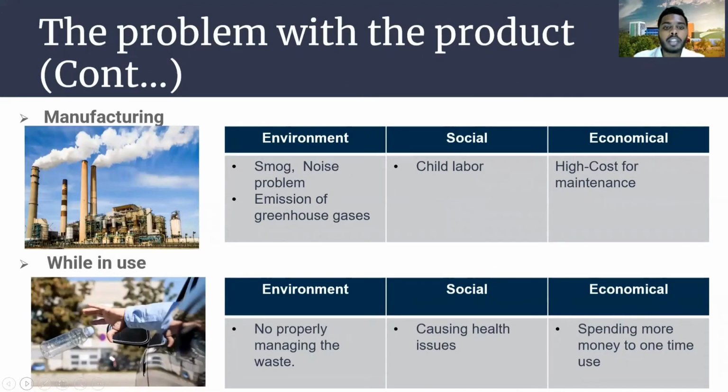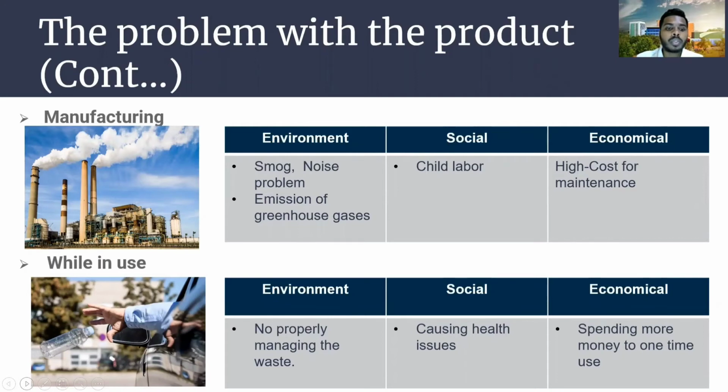Third stage is manufacturing. In here, environmental problem is smoke and noise problem and emission of greenhouse gases to the atmosphere. And social problem is child labor. This impact is a huge problem to the children. And economically, high cost for maintenance. This is also a problem while manufacturing.